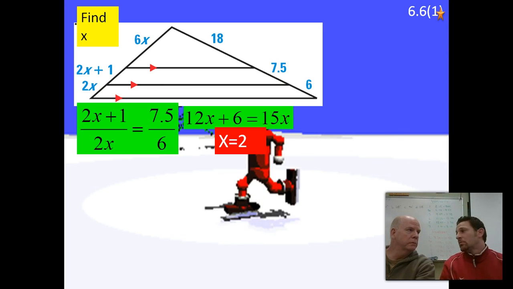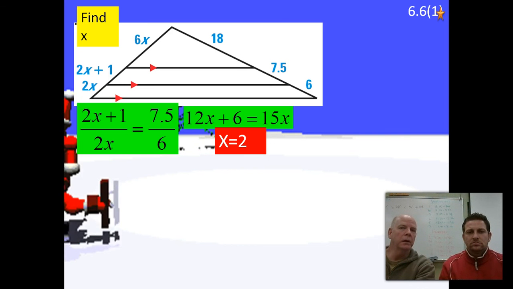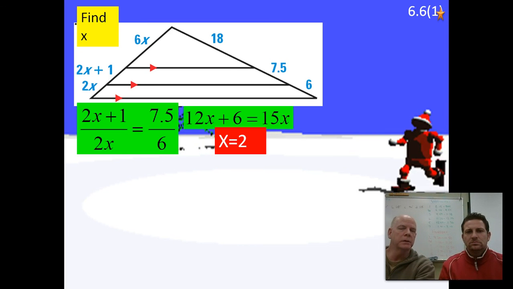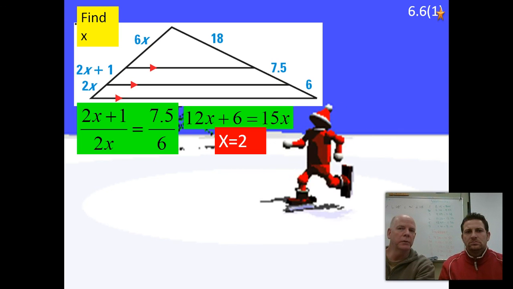So that's chapter 6. We'll spend some more time looking at some activities like this in class and solving some more proportions, but that's the chapter.